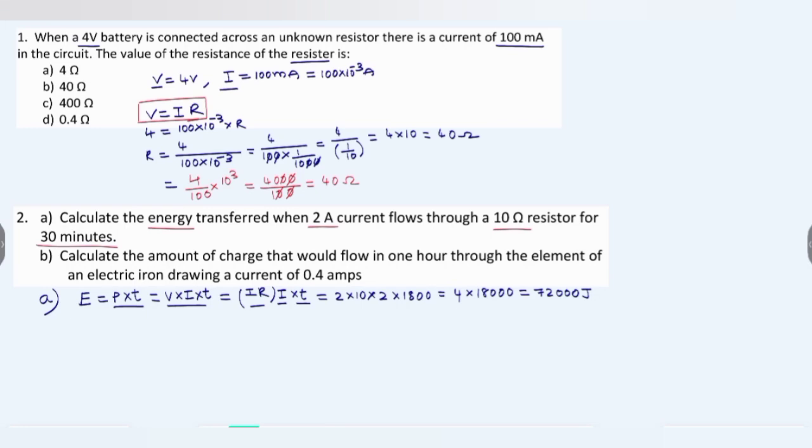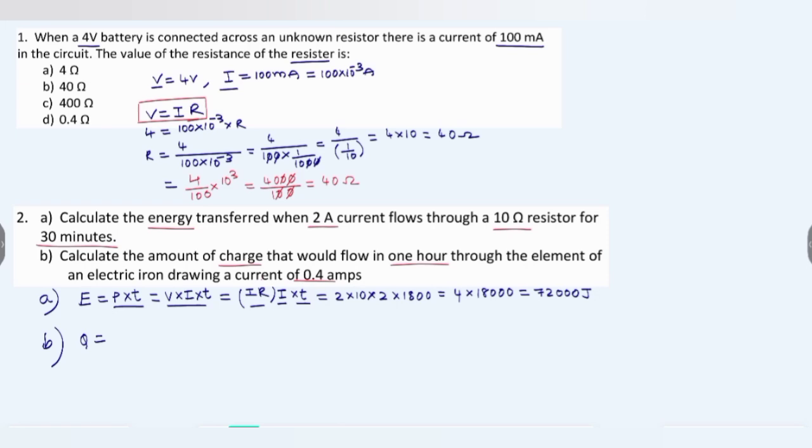And the second one: calculate the amount of charge that would flow in 1 hour through the element of an electric iron drawing a current of 0.4 amperes. So in part B, what we have to find is charge. What information is given? Time is given, 1 hour, and current is given. So what formula do we have to use here?